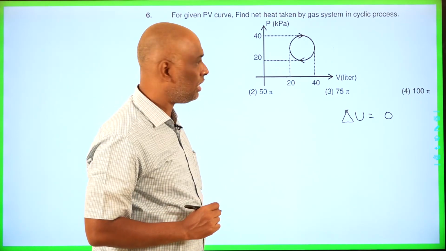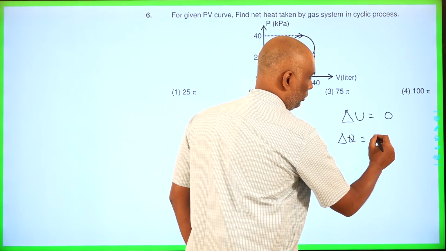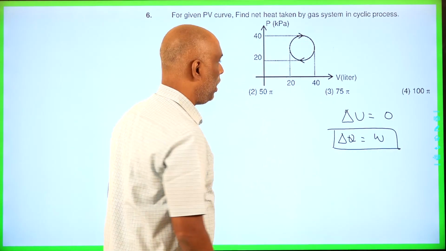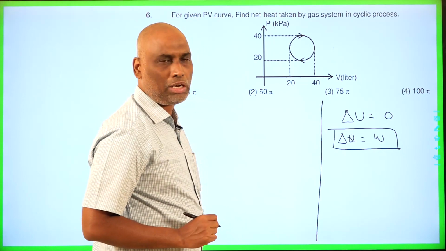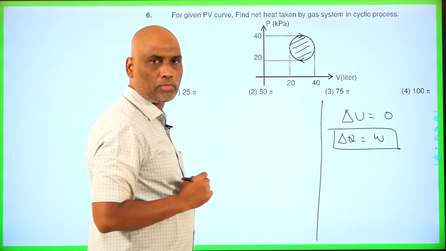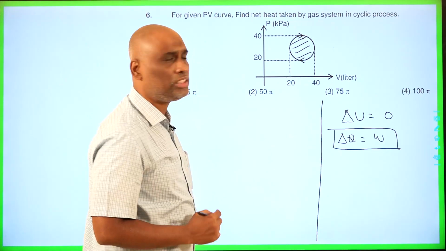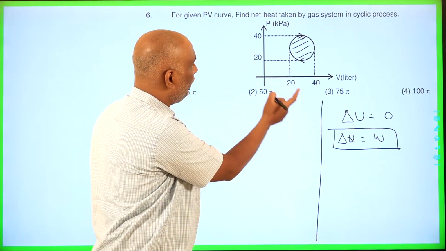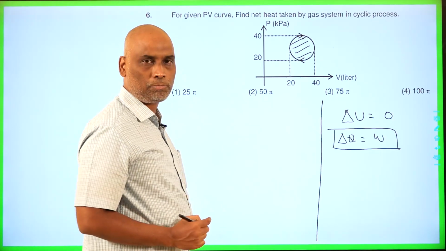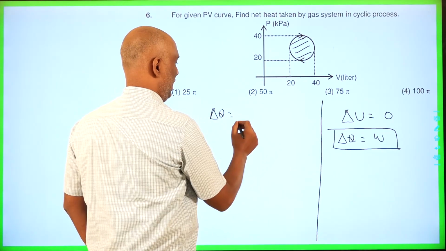As there is no change in internal energy, I can say the total change in heat energy becomes equal to the amount of work done. Now, how do you calculate the work done? The amount of work done is nothing but the area enclosed within this PV diagram. Even though geometry-wise it is a circle, as the quantities and the units are different on the x and y axis, we should take this like an ellipse. So, the change in heat energy becomes equal to the area.